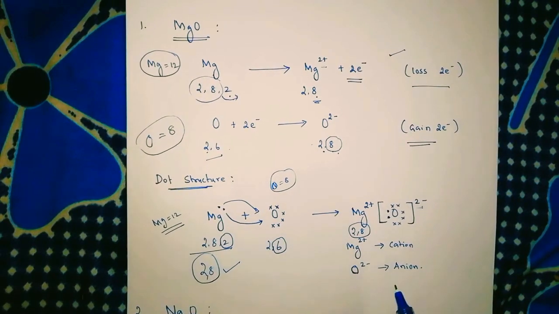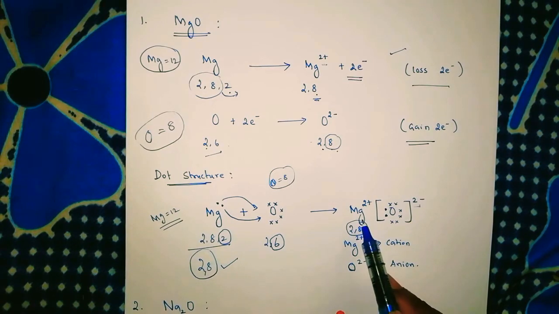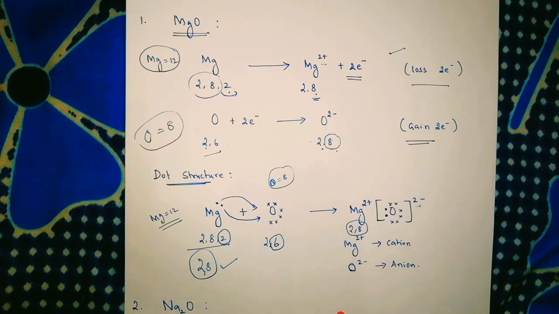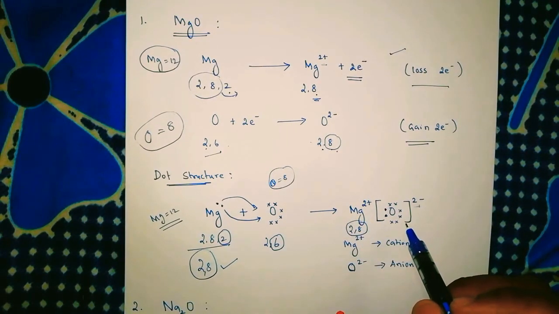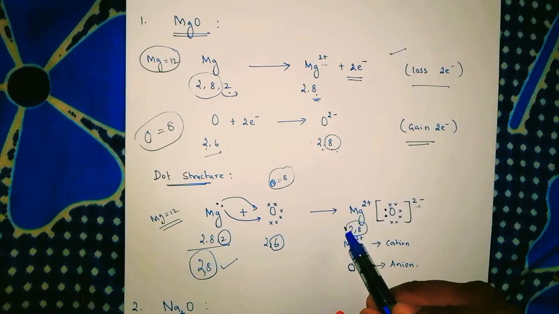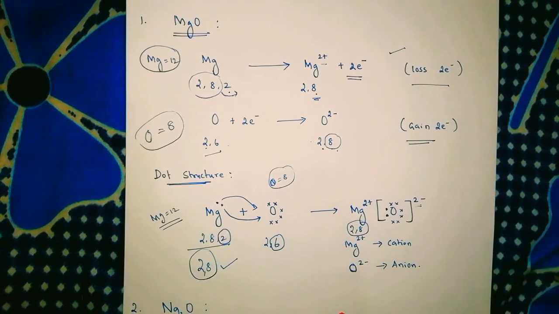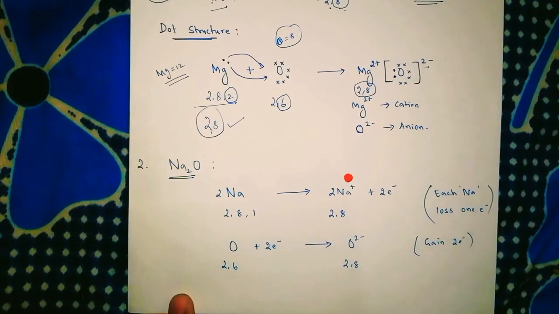That's what is mentioned here. Magnesium 2 plus is a cation here, positive, or in other words a metal. Oxygen 2 minus is an anion, in other words, a non-metal. Always the metal has the property of losing an electron, and always a non-metal has the property to gain an electron. This you have to keep in your mind, right? Okay, we'll go for the other example.